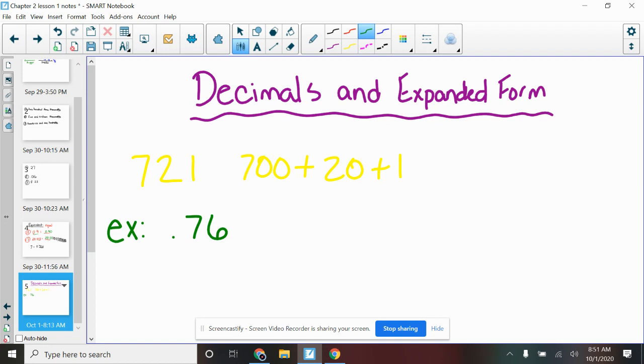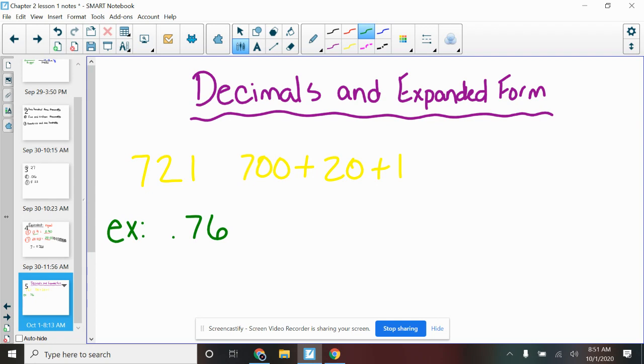Start with your 7. What's 7's value? Not 70. I don't see the number 70 anywhere in there. I'm just talking about the 7 that's in the tenths place. What's its value? 7 what? 7/10. 7/10 is its value.